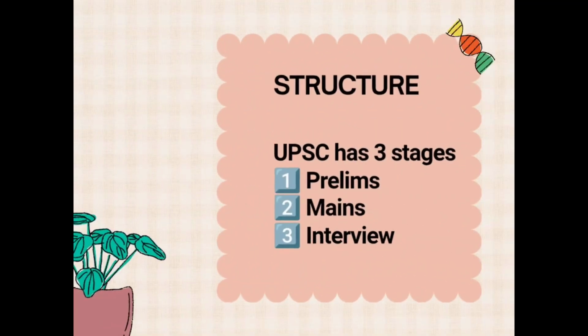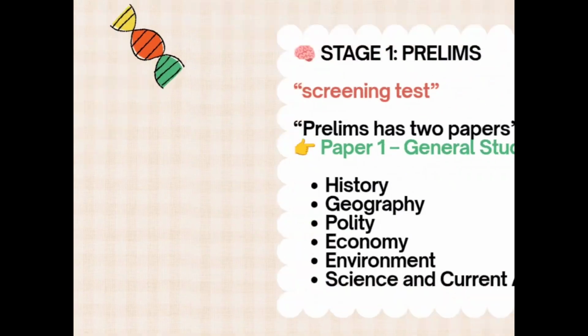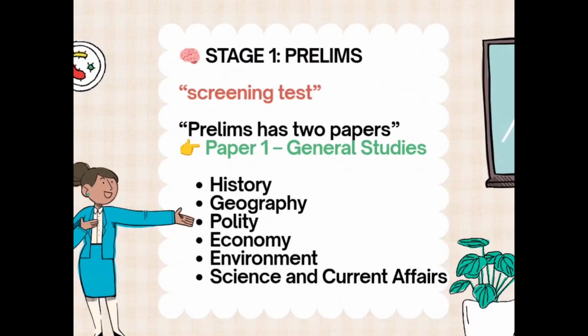Let's start from the basics. First stage is prelims. This is just a screening test. It won't decide your final rank, but you must clear it to go to the next stage. Prelims has two papers. Paper 1 is general studies. Here you study subjects like history, geography, polity, economy, environment, science and current affairs.